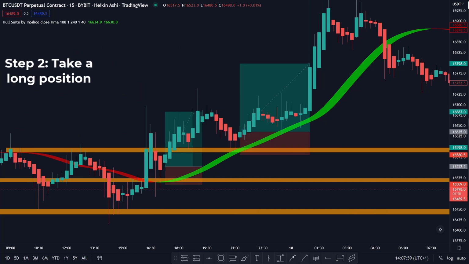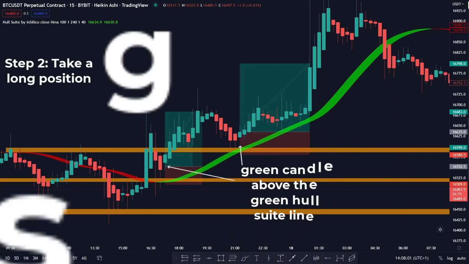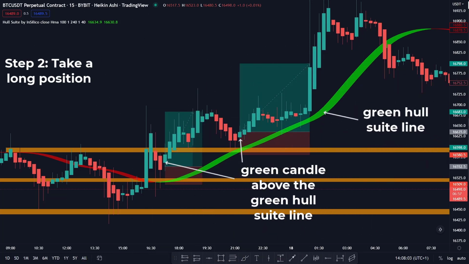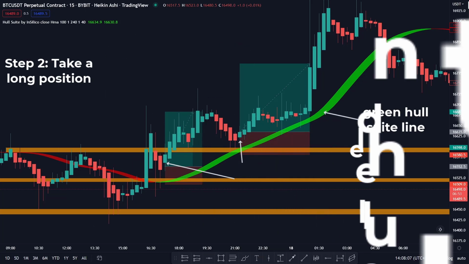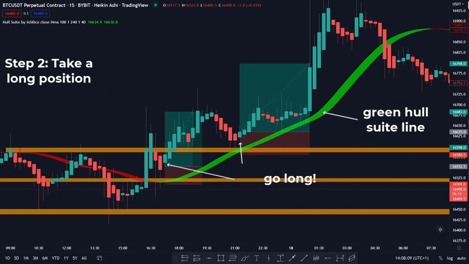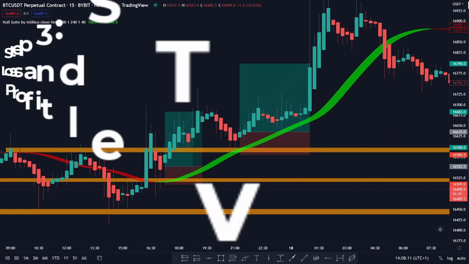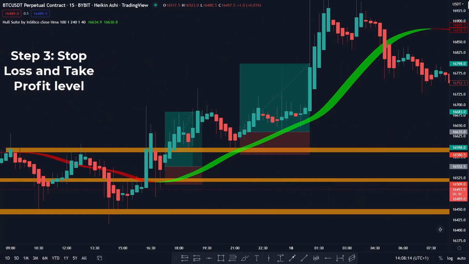We look out for green candles which are at the same time above the Whole Suite. The Whole Suite should also be green, which means the market is in an uptrend. If these conditions are met, we are ready to take a long entry position. Step 3. Determine our stop loss and take profit level.